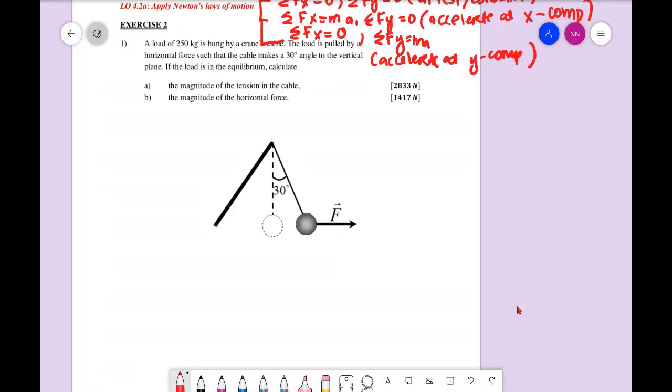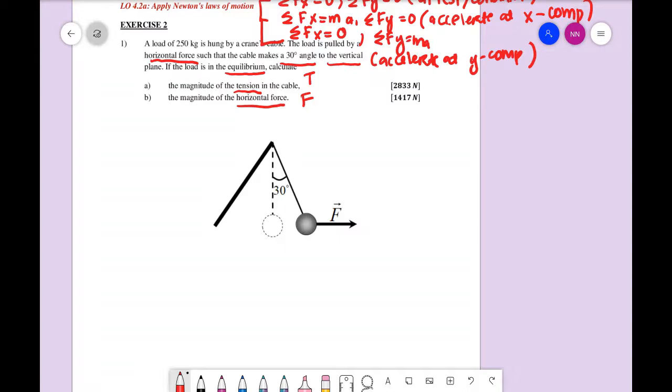A load of 250 kg is hung by a crane cable. The load is pulled by a horizontal force such that the cable makes a 30-degree angle to the vertical plane. If the load is in equilibrium, calculate the magnitude of the tension T and the horizontal force F. Okay, state that the load is in equilibrium.